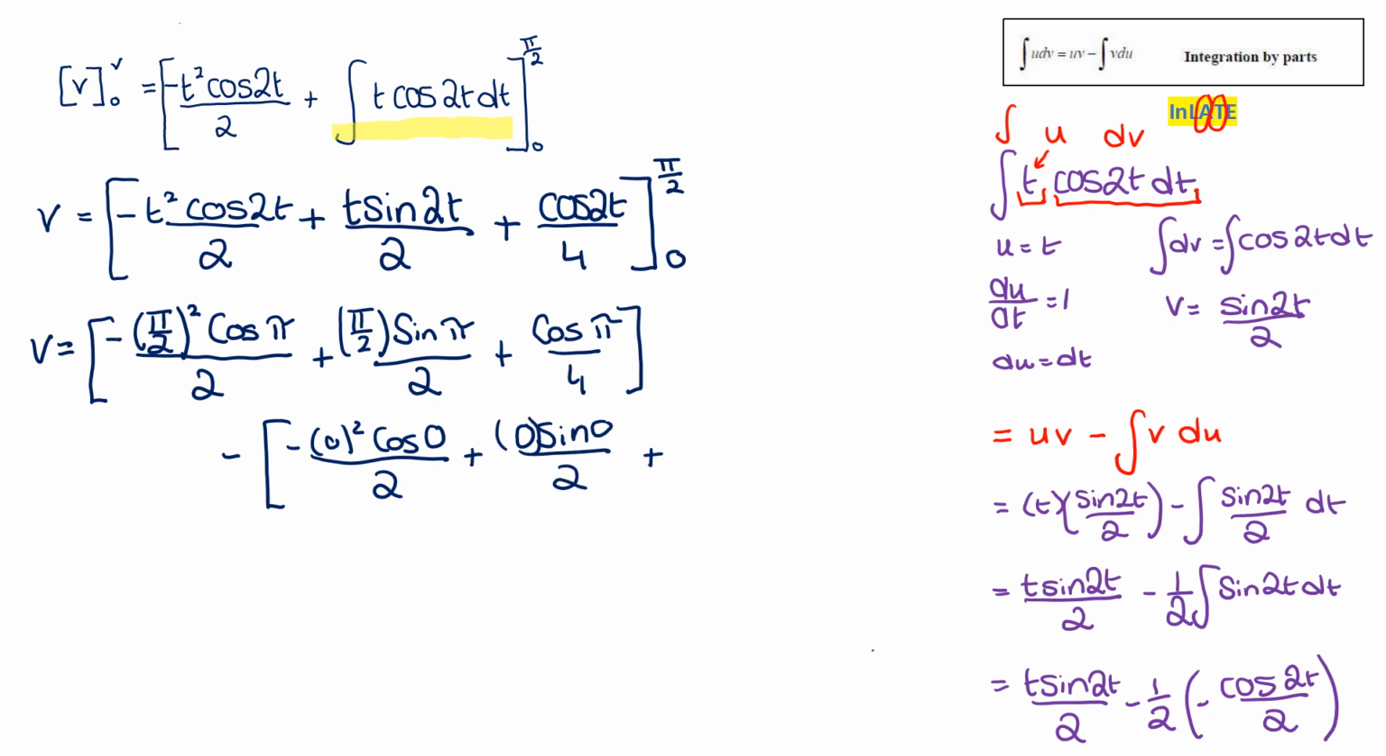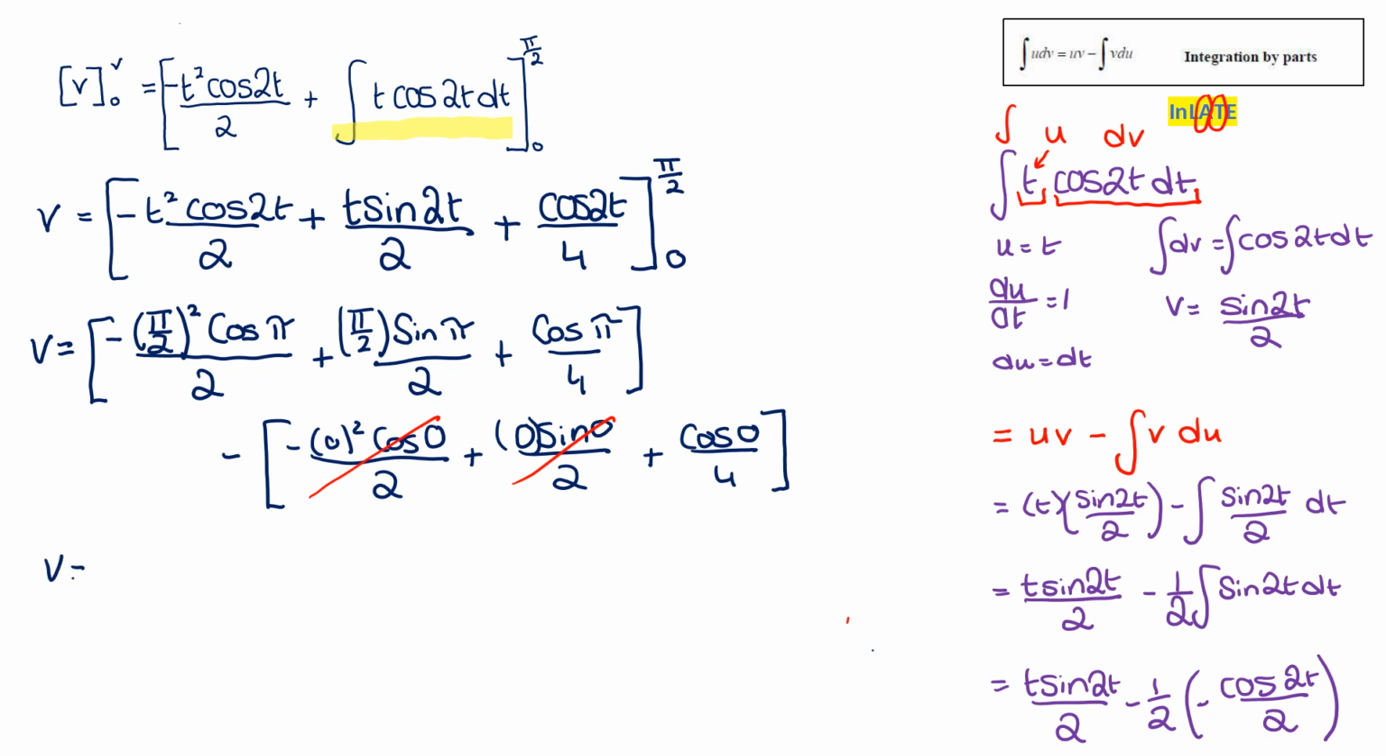So, and then we have cos 0 over 4. Be so careful. Subbing in a 0 does not always get us a 0. Here, that disappears because we're multiplying by a 0. However, the cos of 0 is 1, so we get a quarter there.